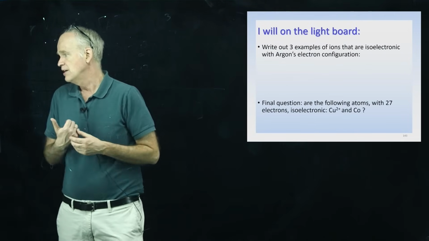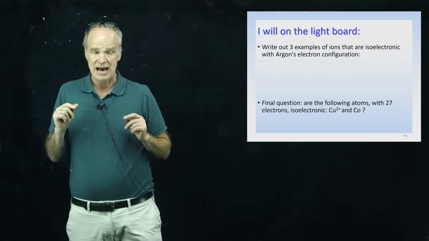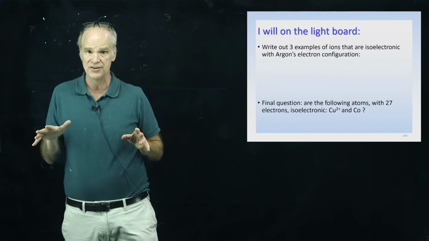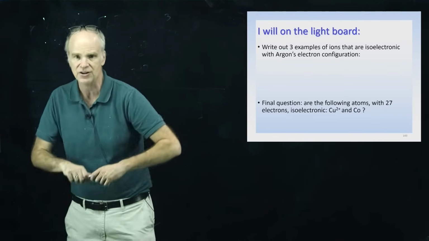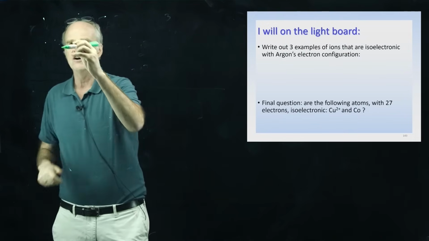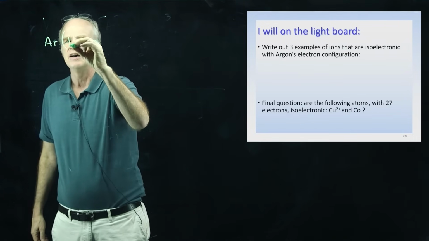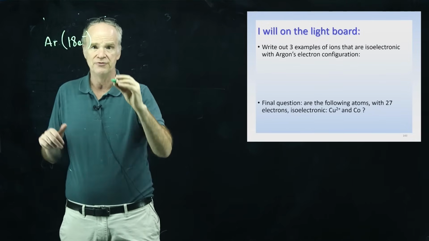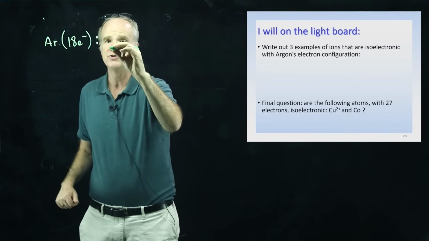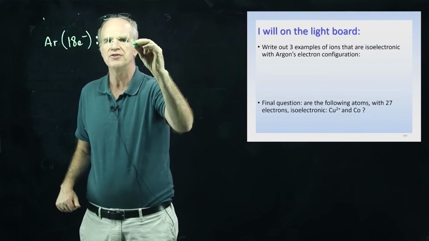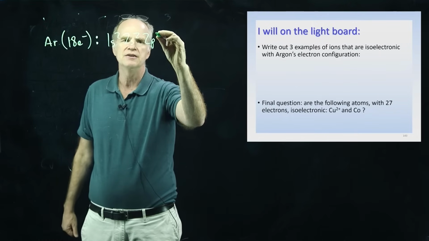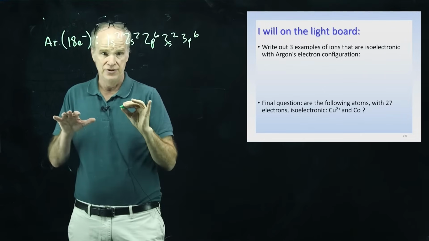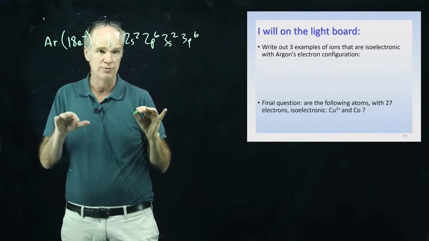Okay, so what I want to do is write out some atoms or ion structures that are said to be isoelectronic with argon's electron configuration. So let me write out argon's electron configuration really quick. Argon has 18 electrons. If you wanted to, you can write out the configuration the long way, which I'm going to do, which is going to be 1s2, 2s2, 2p6, 3s2, 3p6. And now what I want to also do is write out an orbital notation for this.